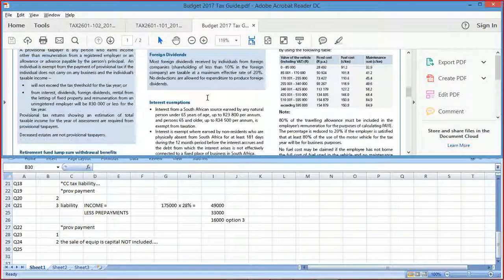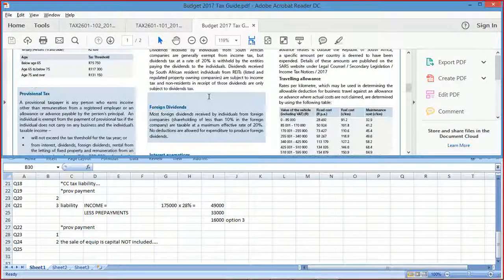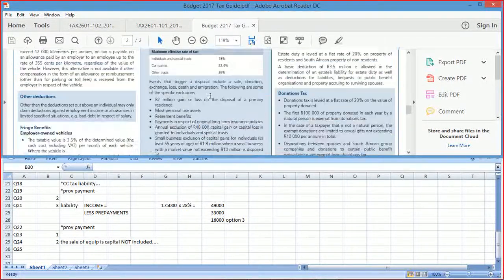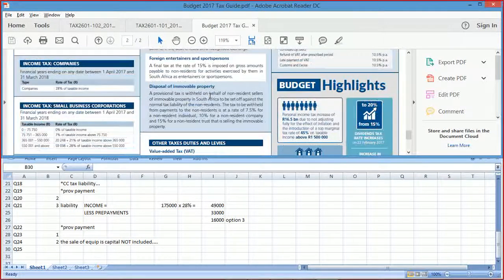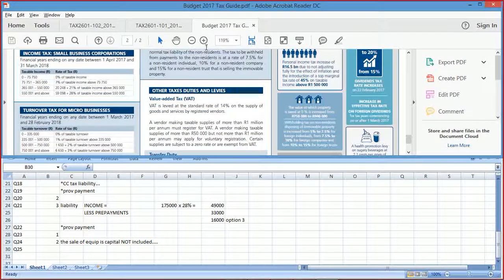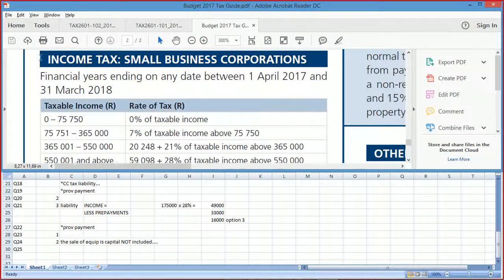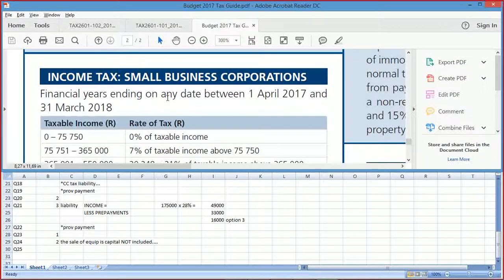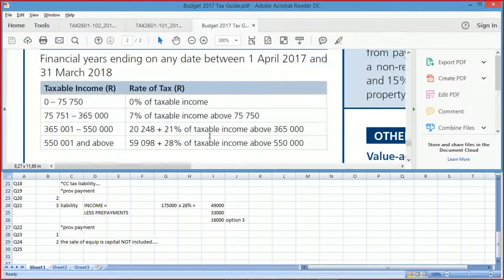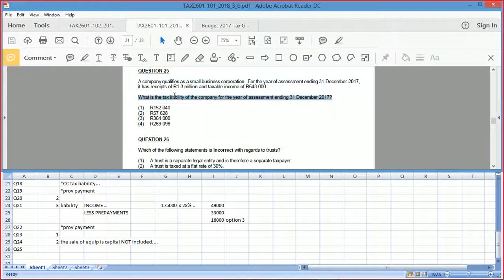Where's SBC? Retirement lump sums should be on the next page. Income tax, capital gains. There it is. Let me blow this up a bit bigger so you can see it. Income tax for small business corporations, 1st April 2017 to 31st March 2018. That's what's applicable here from the tax tables from last year. Okay, let's go back to the question.